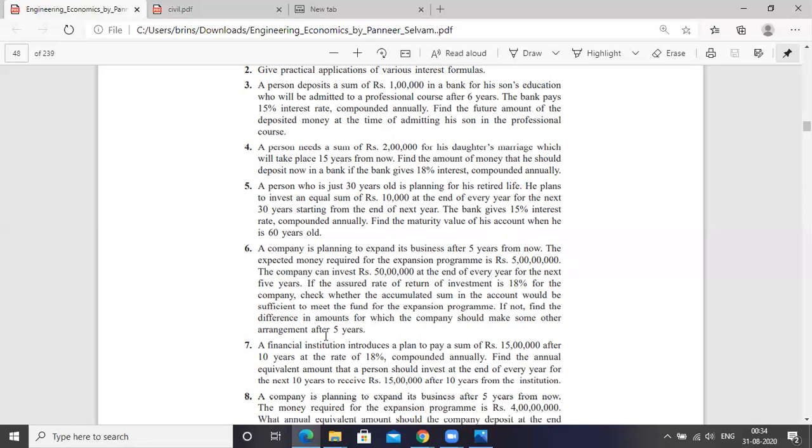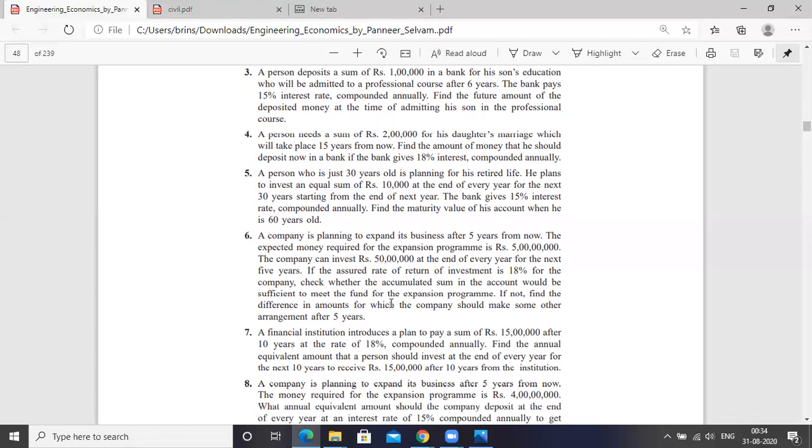So what you can do is substitute the values in the equal payment series present worth amount formula, which is already given. You just verify it and substitute in that.